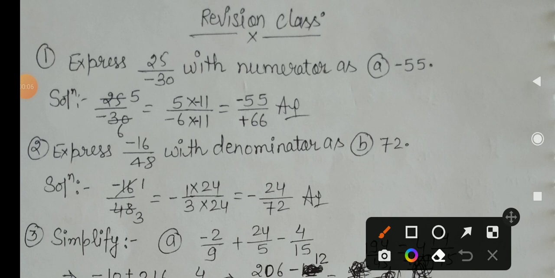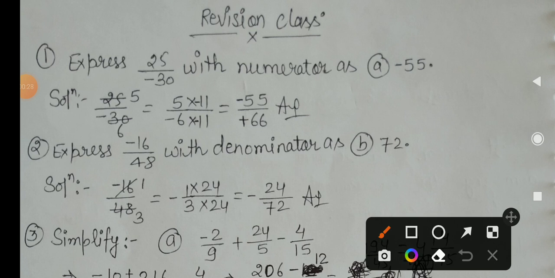Today, I have to explain to you the revision of all the chapters, and this video is the revision of chapter number one, that is your rational numbers. So students, we have to start our first question in your revision.